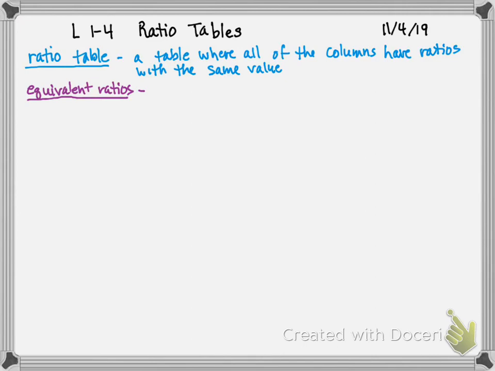Equivalent ratios are ratios that simplify to equal the same ratio. So as I simplify, as I reduce, I go back to the same value over and over and over again. So let me give you a quick example of that, and then we'll practice a couple problems.